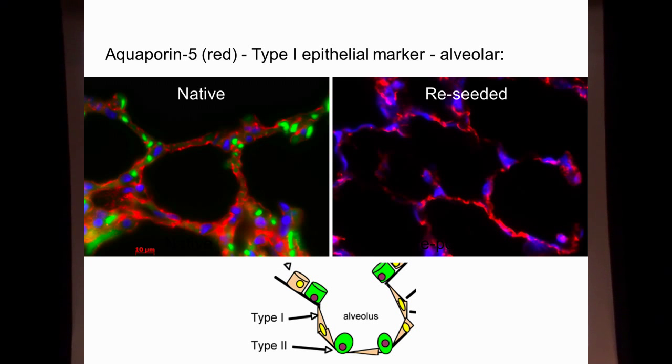If we look at this stain for aquaporin 5, which is a type 1 epithelial marker, what you can see is that in the native lung, the red marker really outlines the alveoli, showing that the cells are really spread out and outline the whole air sac. The green dots in the native image are actually autofluorescing red blood cells. But if we look at the reseeded image, you can see that in at least some of the air sacs, we also see this very spread out morphology of these type 1 cells. And we never see this type 1 cell marker in larger airways. We only see this in the distal air sacs.